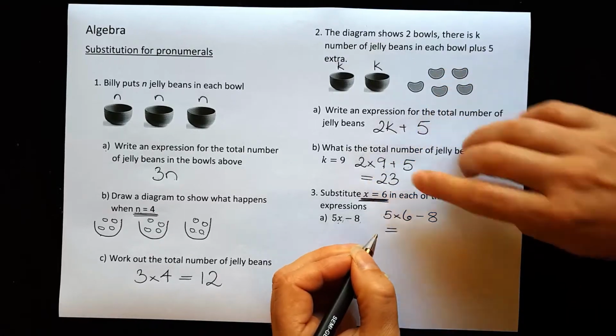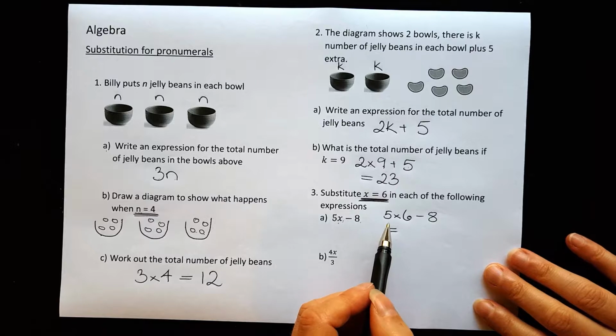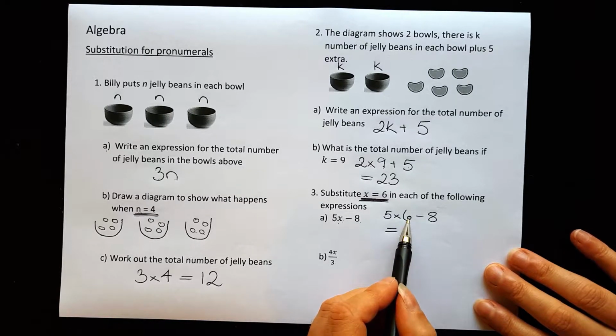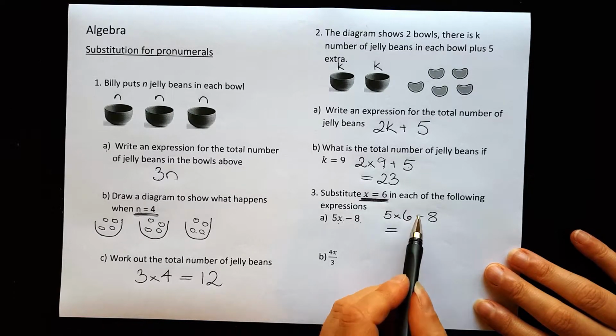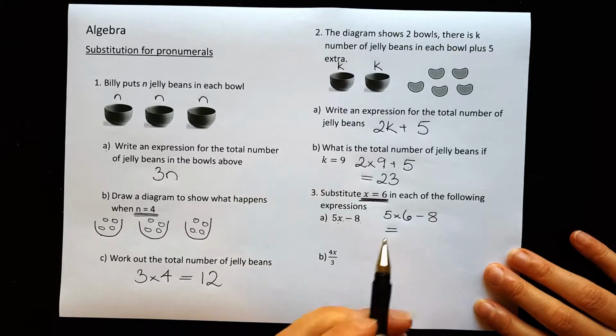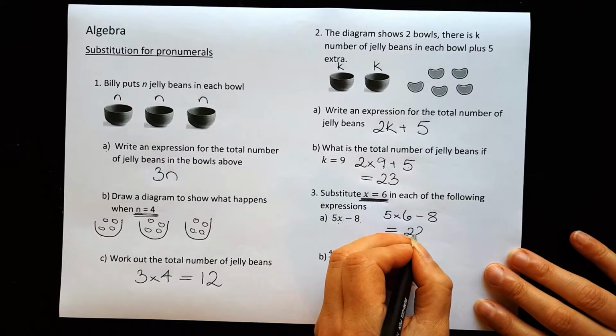Then we need another line, so equals to do the calculation. 5 times 6 is 30. Subtract 8 makes 22.